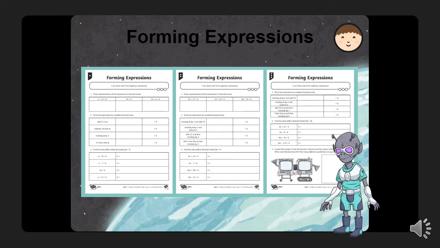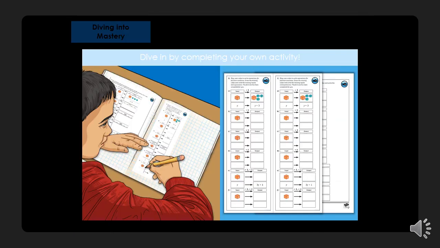I'd like you to have a go at completing one of the sheets shown on screen. You do not need to complete all 3. So you can complete whichever level of difficulty you feel most comfortable starting at. Or for some of you, you can go straight on to our Diving into Mastery challenge and complete the work that's shown. You'll find the worksheet shown on screen is the one that you'll need to complete.